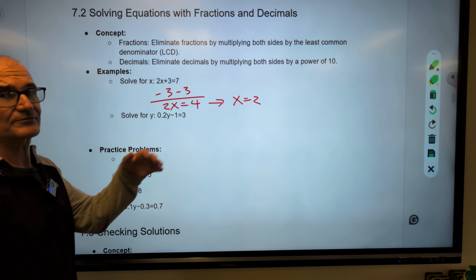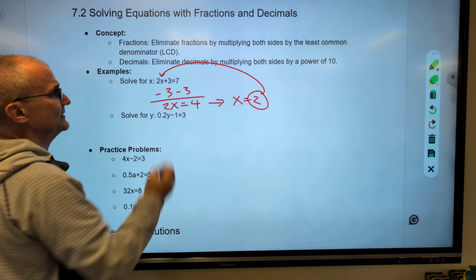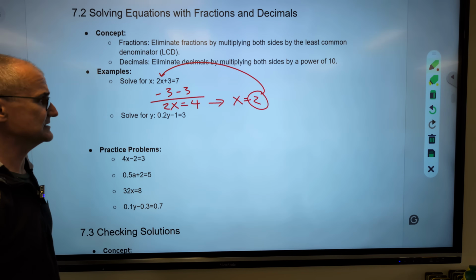I have a value for my variable. I'm not sure if it's right. I could take it, plug it back in there. 2 times 2 is 4. 4 plus 3 is 7. 7 equals 7. So I could see I did it correctly.